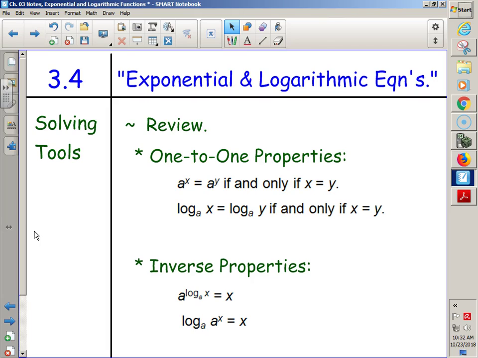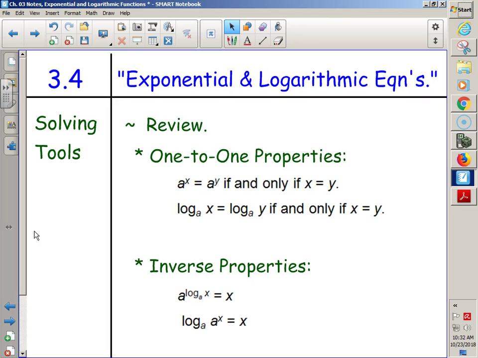All right, section 3.4. We know the one-to-one property, right? Make the bases match, steal the powers, make the bases or the logarithms match, steal the arguments. This is great. It rarely happens. But it's nice and easy when it does.